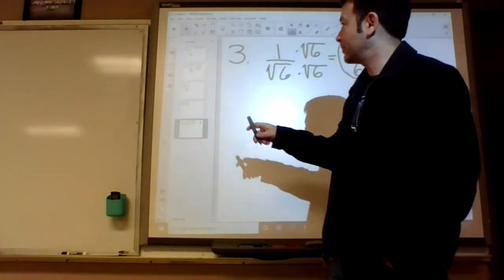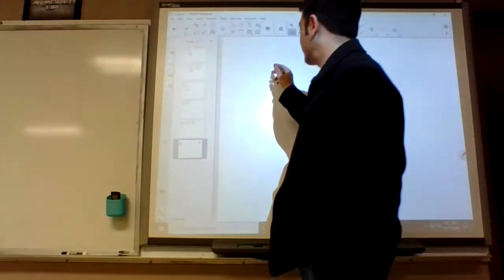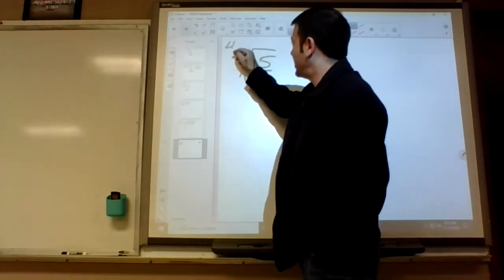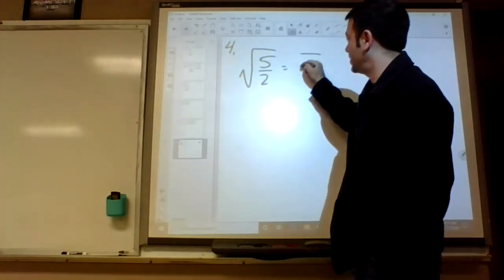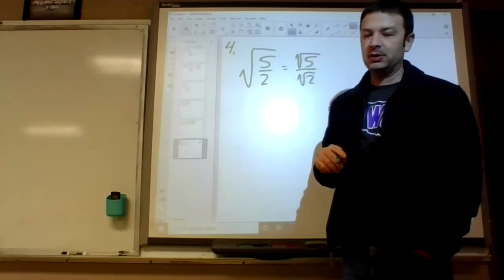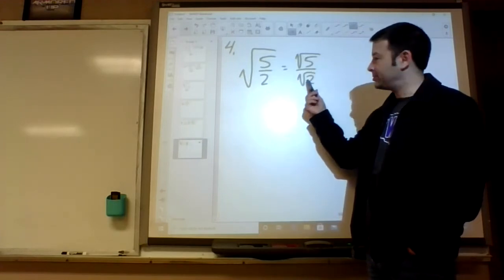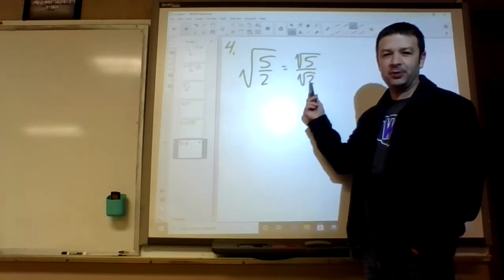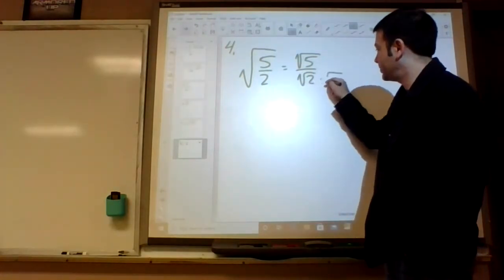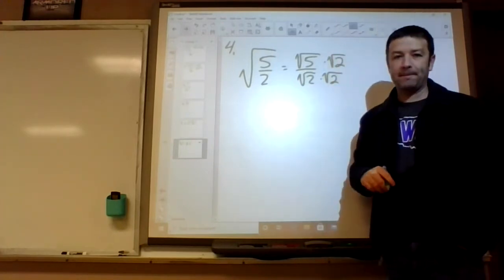On number 4, I know I'm all over the place here, but it says square root of 5 over square root of 2. Square root of 5 halves is the same thing as square root of 5 over square root of 2. Okay, which doesn't reduce, but you're not supposed to leave the square root of 2 on the bottom. So I'm going to do the same thing I did on 3. I'm going to multiply the top and bottom by square root of 2. Alright?